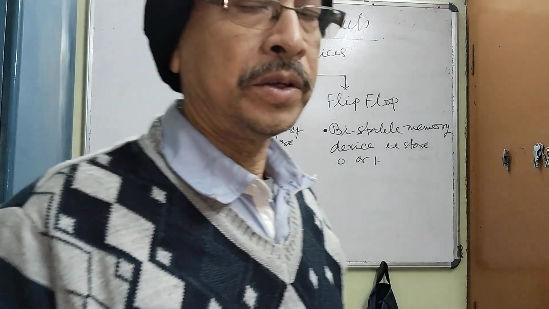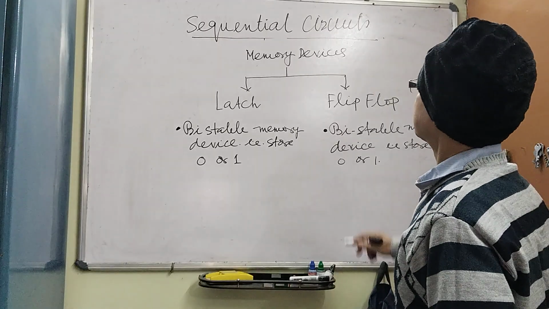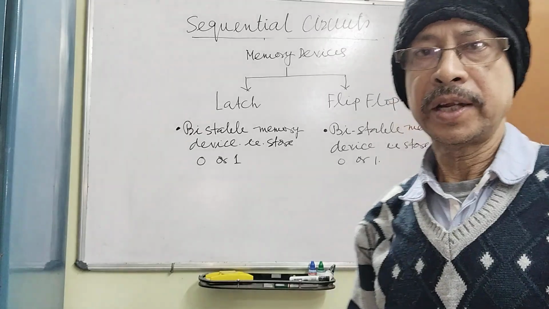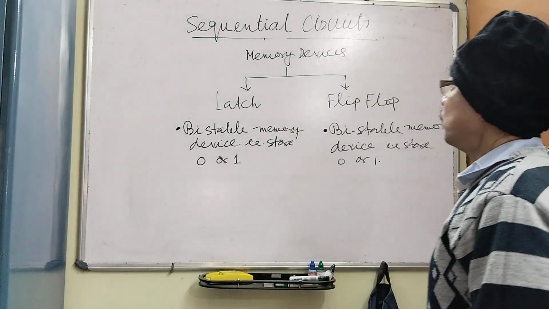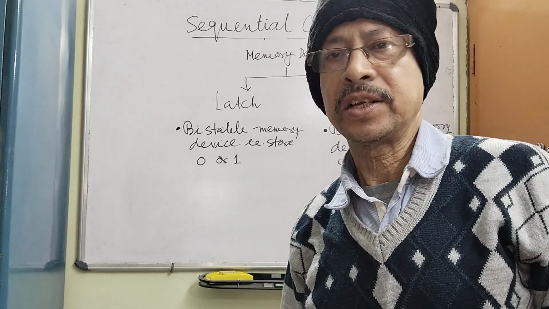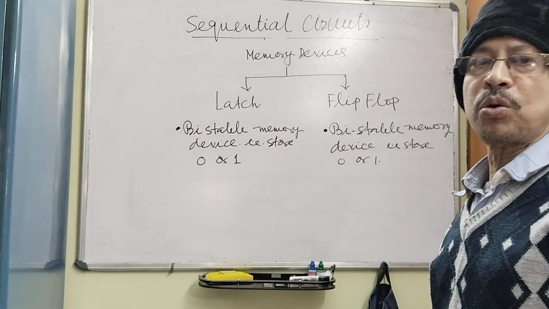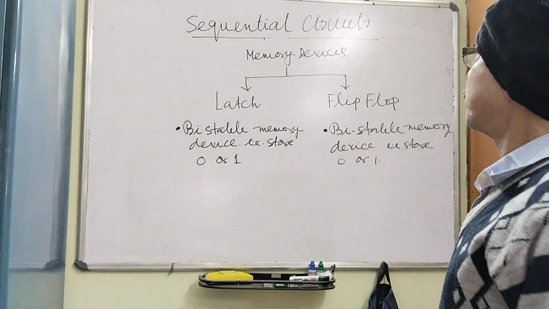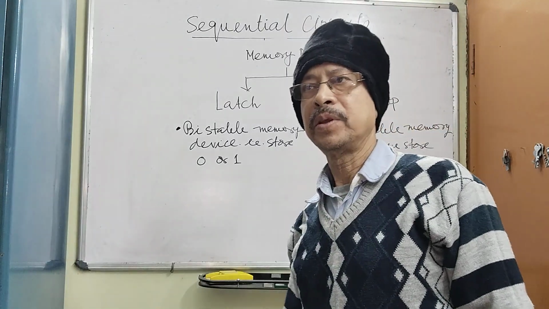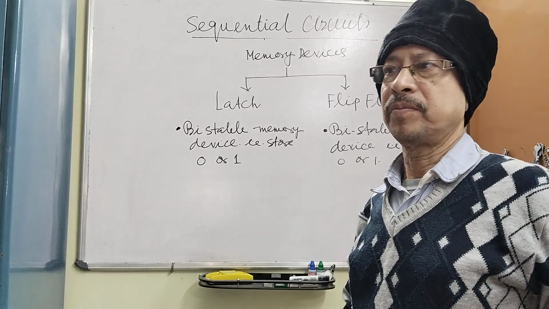Good morning. In our previous class, we discussed the sequential circuit, and there are two types of sequential circuit. One is the asynchronous, another is the synchronous sequential circuit. We have already discussed: in an asynchronous circuit, there is no clock signal, but in a synchronous circuit, there is a clock signal. Okay.